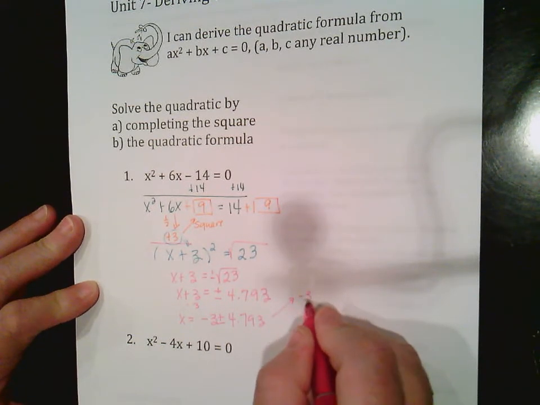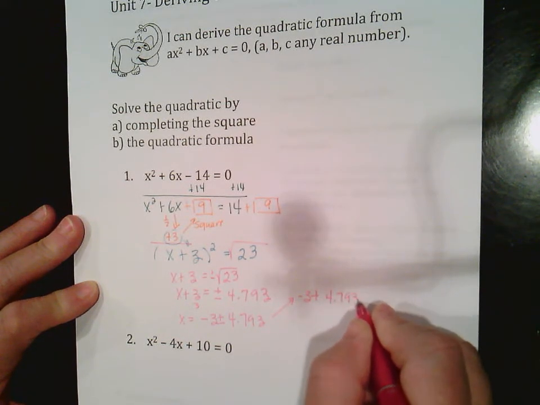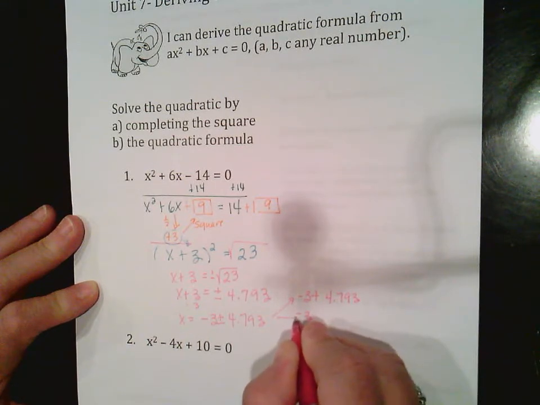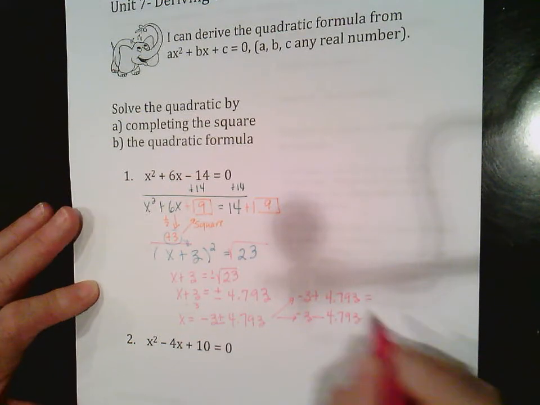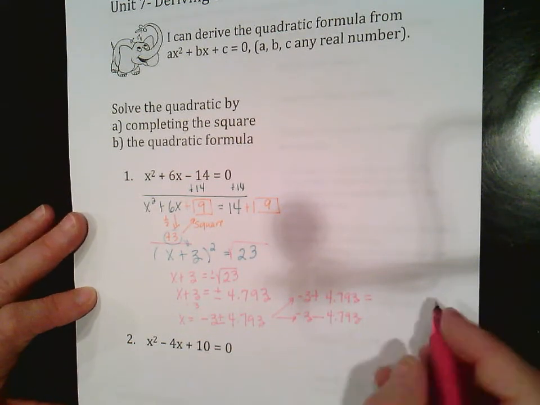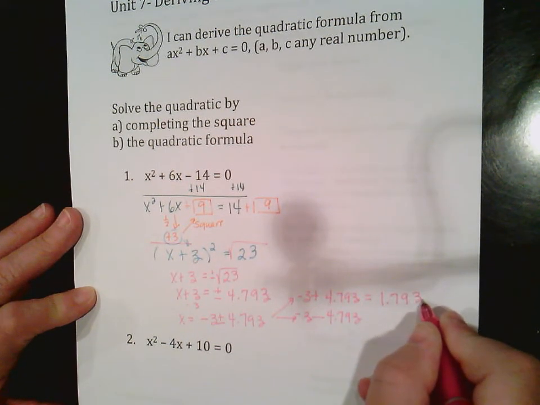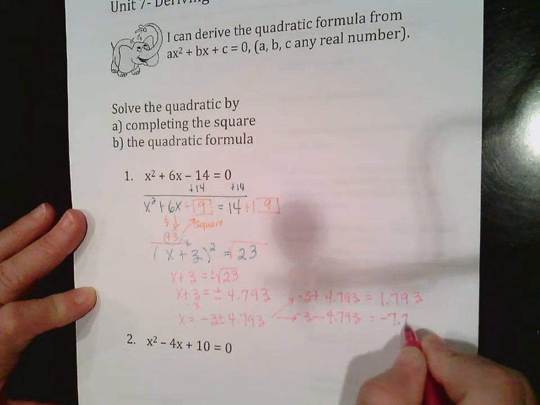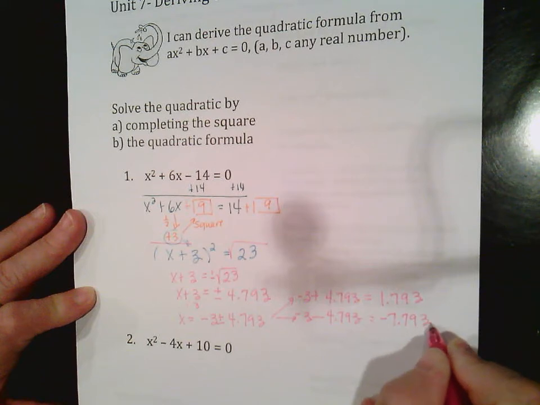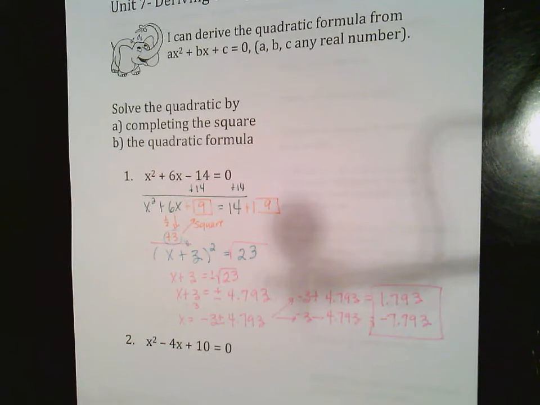It's negative 3 plus 4.793. It's also negative 3 minus 4.793. So you have to do those separately. If I take negative 3 plus 4.793, I get 1.793. That's positive. And if I subtract it, I get negative 7.793. And those are my two solutions to solving that quadratic by completing the square. That's one way to do it.